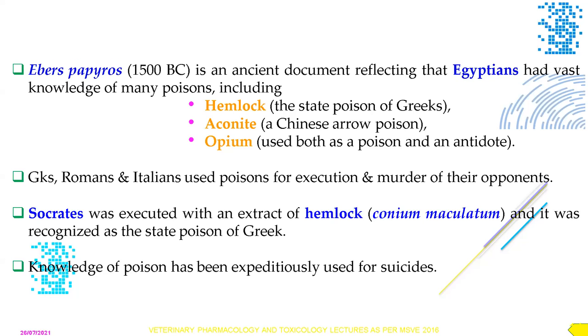and he died, Socrates. So this knowledge of poison has been expeditiously used for suicides. As of today also, many persons commit suicide using pesticides, insecticides, or many other things. This knowledge of causing suicide is also very, very ancient, and to date it is still going on.